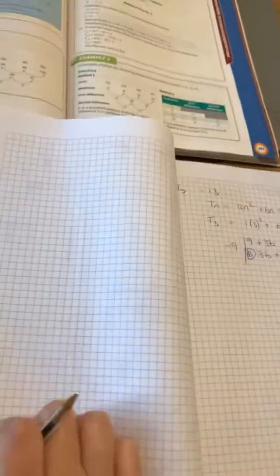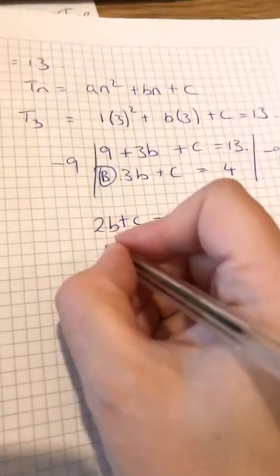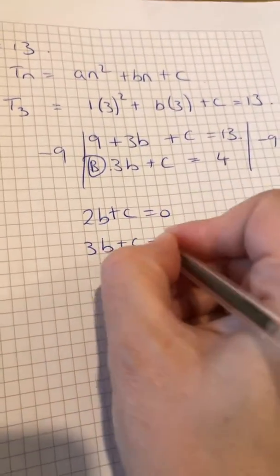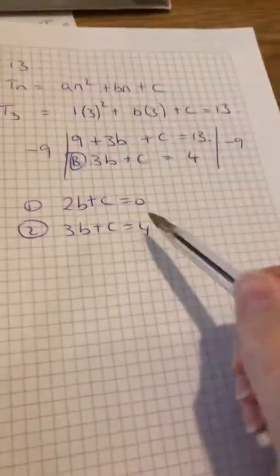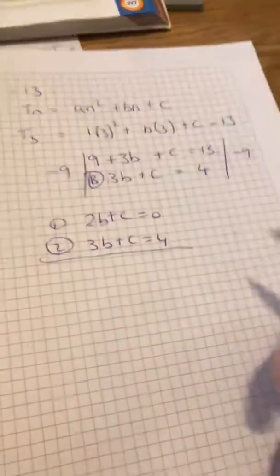Okay, now I have 2 formulas and 2 things I don't know the value of. So if you remember, when you have 2 formulas... 2b plus c is equal to 0. So that's the one we had on the previous page. And the second one I've got is 3b plus c is equal to 4. So now I have 2 equations, equation 1 and 2, and I want to know b and c. Okay, so this is a simultaneous equation.